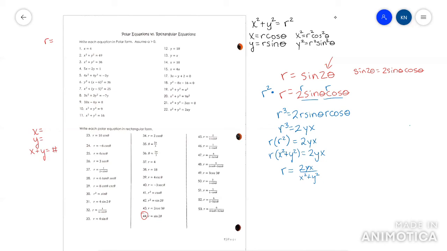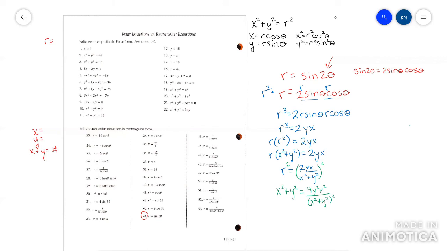And now we're not done yet. You still have to change this r somehow. I would square both sides, because then it would say r squared on the left side, and I could change it to be x squared plus y squared on the left. On the right, I'm going to actually square the top, so 4y squared x squared. And on bottom, I'm just going to leave it x squared plus y squared squared for now.